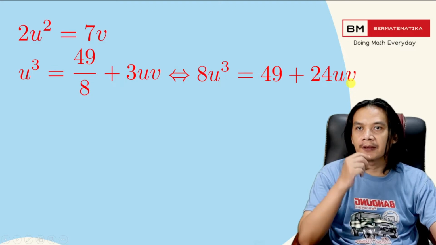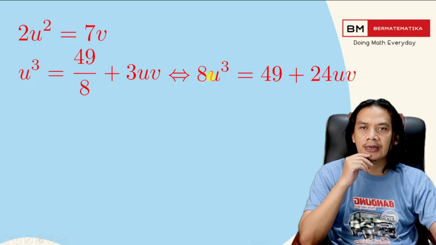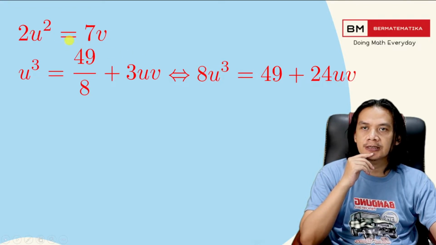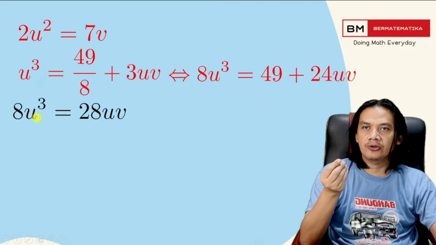Okay, now how can we get 8u cubed from the first equation? We can multiply the left hand side by 4u to get 8u cubed. If we do so, then the left hand side will become 8u cubed, and the right hand side, when we multiply this by 4u, we get 28uv.